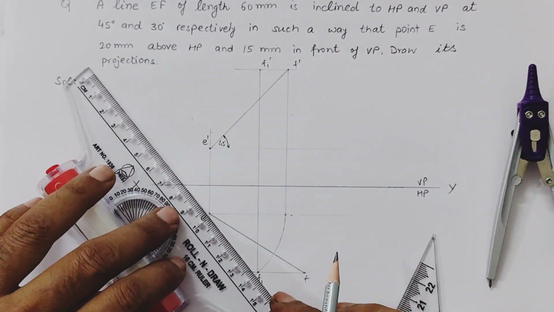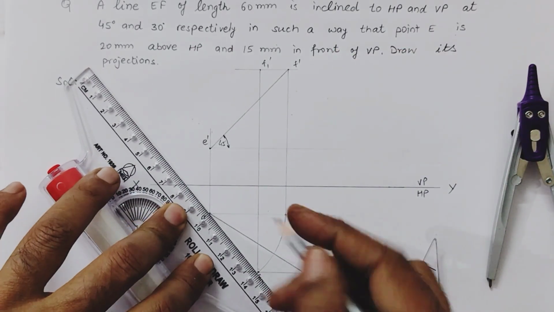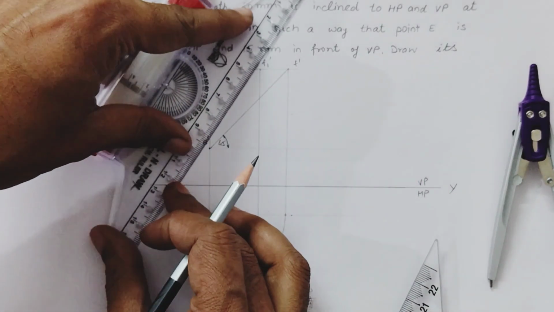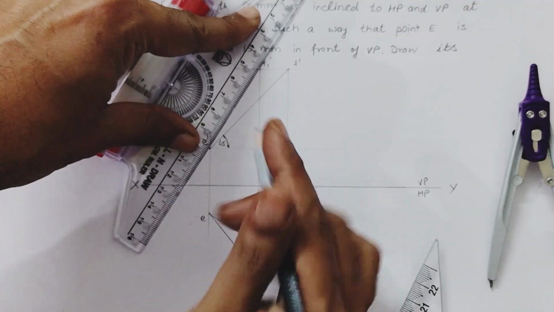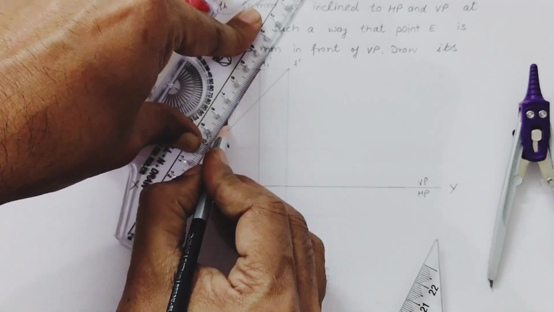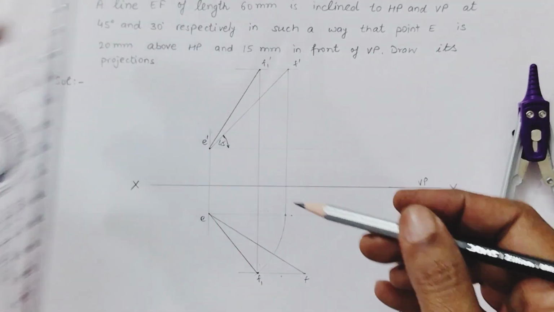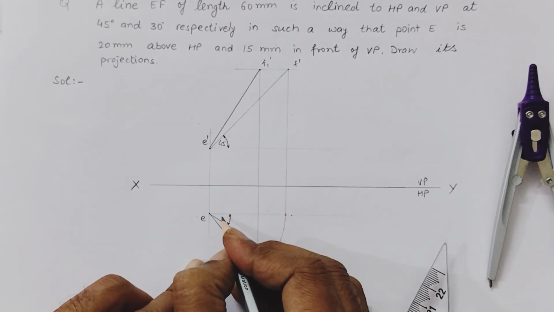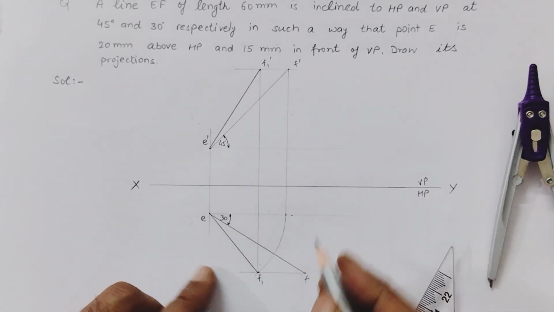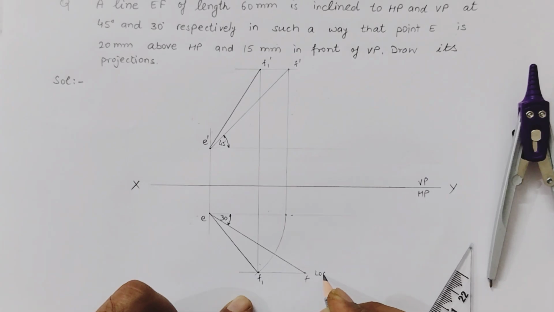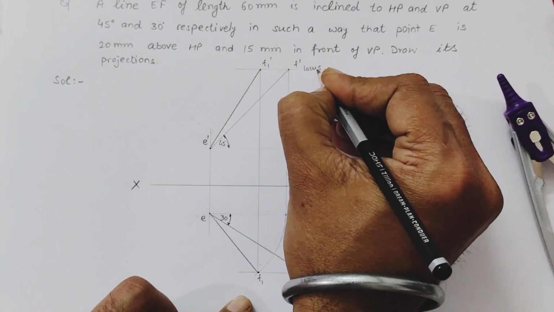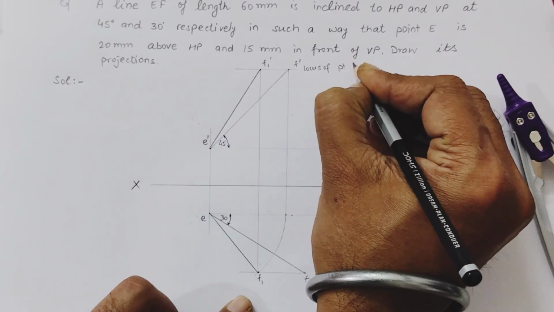We will join these 2 points EF and E dash F dash to get the projection of a line when line is inclined to HP and VP at respective angles. So this angle is given as 30 degree. So these are locus of point F. Here is locus of point F.